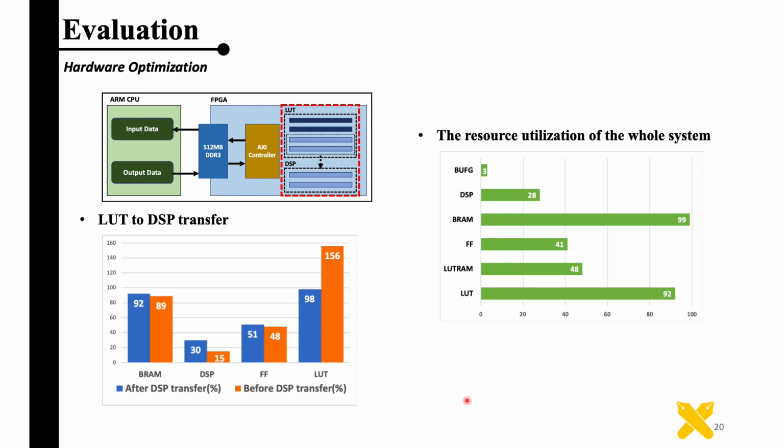During the hardware optimization, I've mentioned that we have transferred the LUT operation into DSP. According to the generated report from HLS, we relieve 37.2% of resource on LUT and result in the utilization of DSP by 15% eventually. The resource utilization of the whole system is presented in this graph. As you can notice from this graph, we have made full use of the BRAM and the LUT in our design.